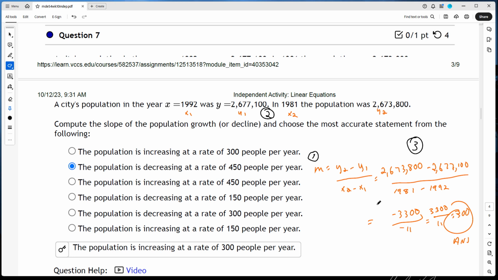The fourth thing here is to simplify. You set it up completely first, and then you do your computation. And my final answer here, you have a positive 300, so it's increasing, have a positive slope. So it's increasing at a rate of 300 people per year.